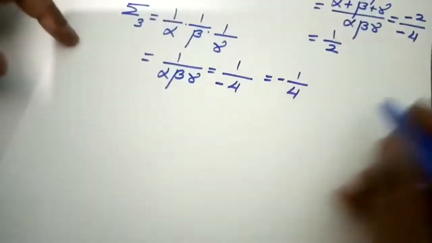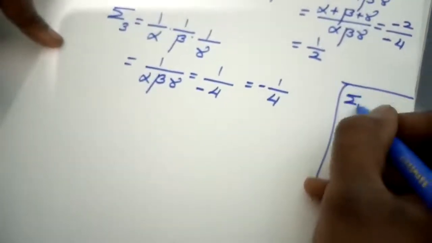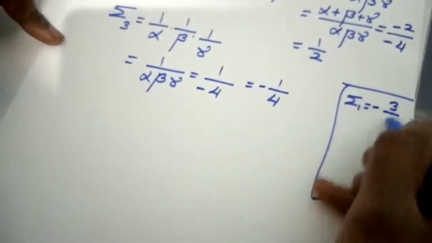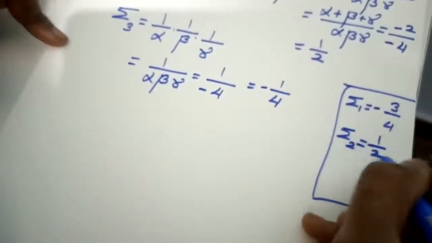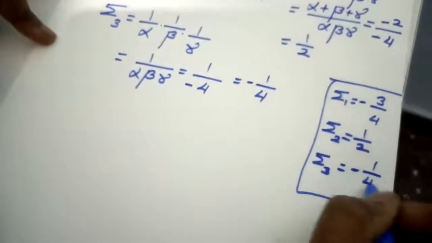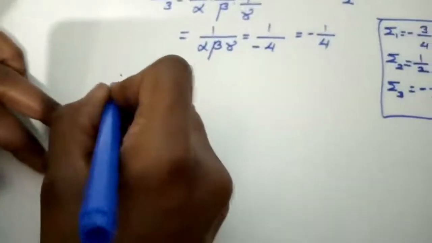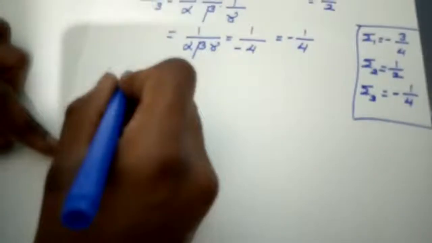Now if you notice here, for summation 1, I am getting the value as minus 3 by 4. Summation 2, I am getting the value as 1 by 2. Summation 3, I am getting the value as minus 1 by 4. Using this, I am going to form a cubic equation. So to form a cubic equation, we are going to use this formula, that is, cubic means we are going to start with x cube.